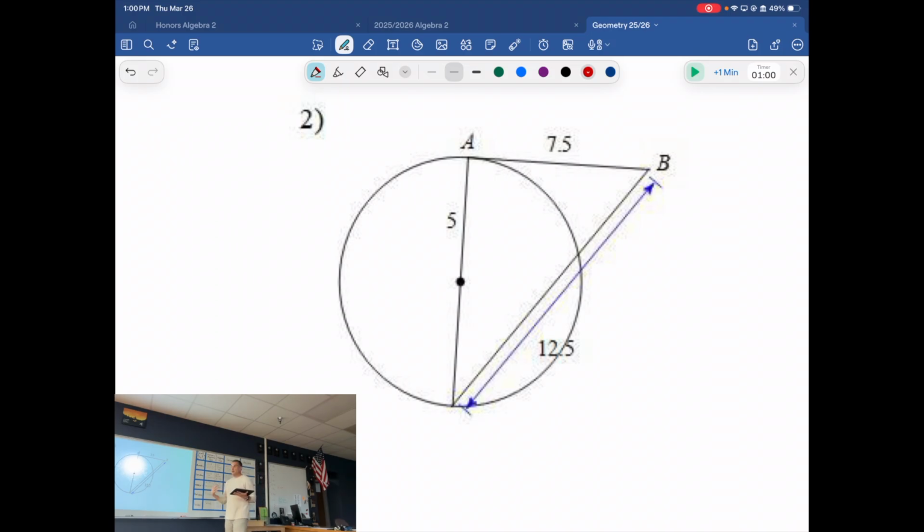Okay, so what's going through my brain is, again, we're asked if AB is a tangent line or not.